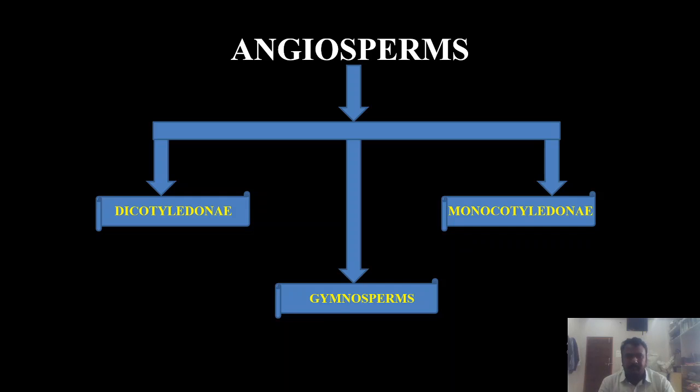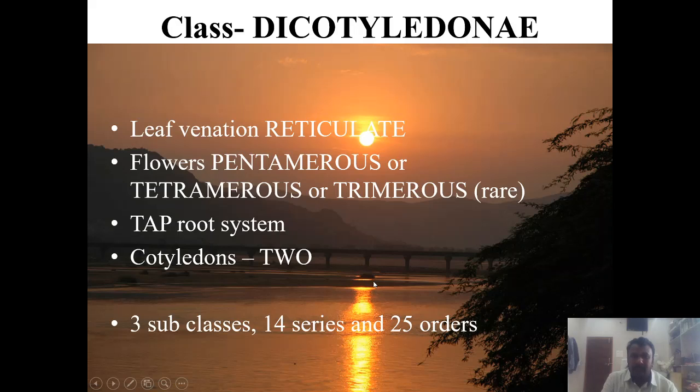Now, these angiosperms are divided into 3 classes: Dicotyledonae, Gymnospermae and Monocotyledonae. Here there is a major mistake done by Bentham and Hooker. They kept the gymnosperms, which are not at all connected to angiosperms, in between the Dicotyledonae and Monocotyledonae. That is the major mistake done by Hooker and Bentham.